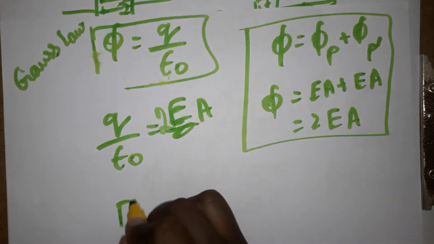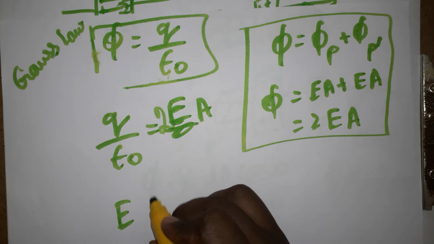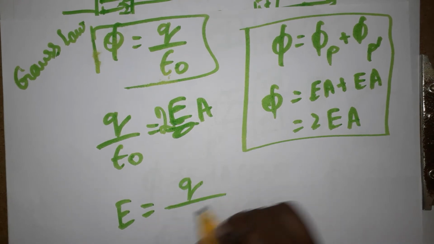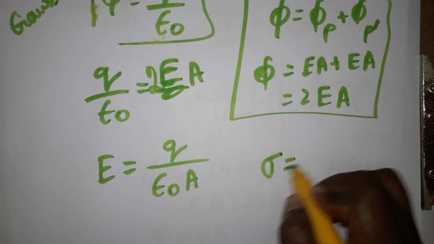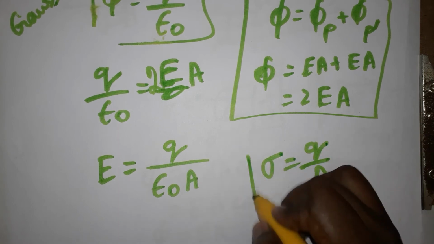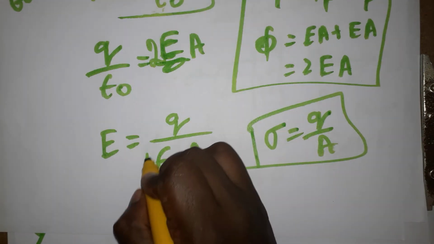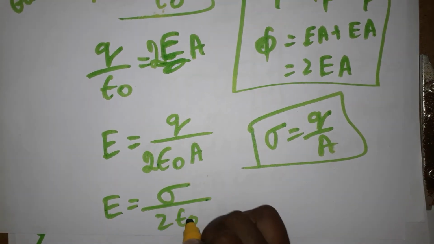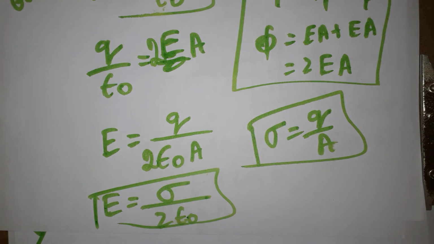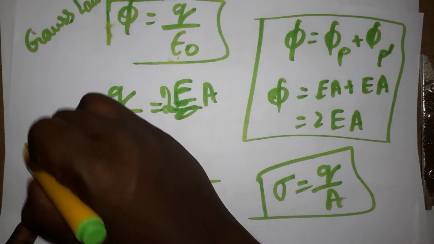The electric field at the plane sheet is Q divided by epsilon naught A. Charge per unit area we can call the charge density, sigma. So E is equal to sigma divided by 2 epsilon naught. This electric field is produced by only one sheet.